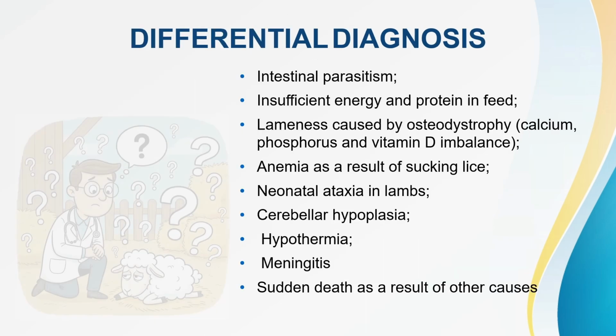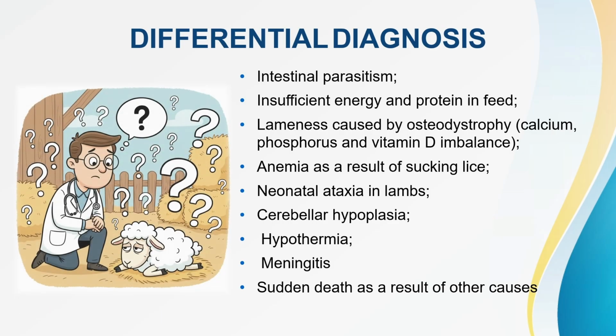This disease must be differentiated from intestinal parasitism, insufficient energy and protein in feed, lameness caused by osteodystrophy, calcium, phosphorus, and vitamin D imbalance, anemia as a result of sucking lice, neonatal ataxia in lambs, cerebellar hyperplasia, hypothermia, meningitis, sudden death as a result of other causes.